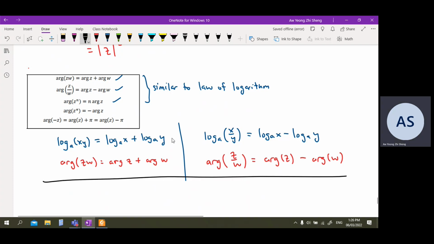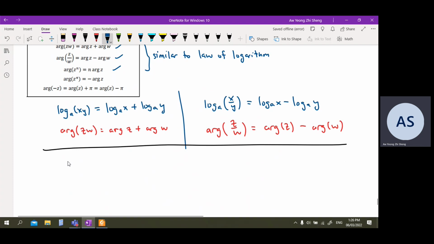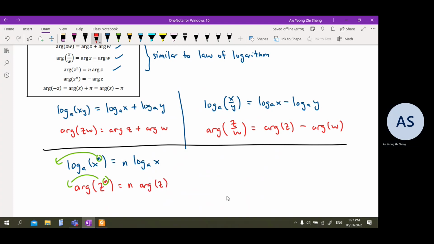Okay, and thirdly, for the property of logarithm, we have log base a of x to the power n. We have such a property that allows us to bring n to the front as a coefficient. So we have n log base a of x. And so similarly here for argument, we have argument of z to the power of n. You can also bring the n down. It will be n times argument of z. And so again, this is a property that looks very similar to the property of logarithm.